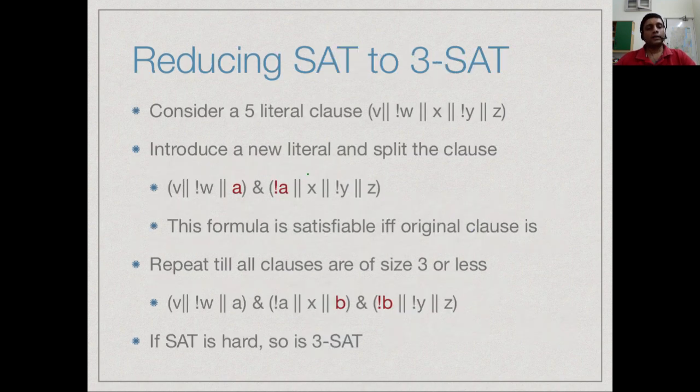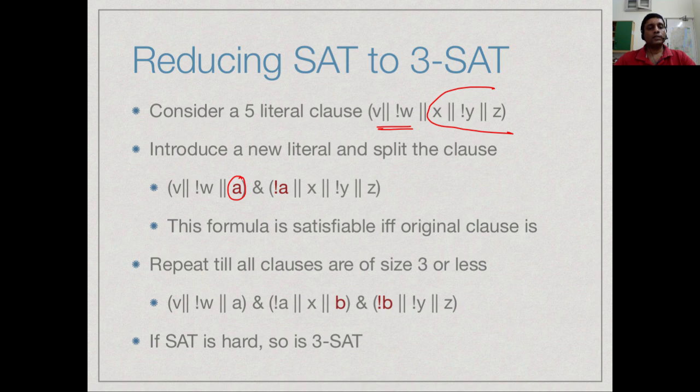So the first claim is that 3-SAT is as general as SAT. We'll show this just by a simple example. Supposing I have a given clause which has 5 variables like this. What I want to do is have only 3 variables. So what I will do is slice off this part. I will keep the first 2, and I will introduce a new variable A, and I will say it is V or not W or A, and I will put a not A with the rest.